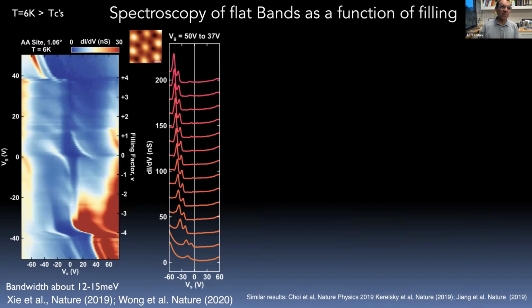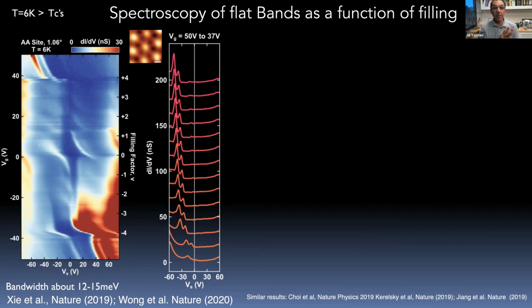So on the left of the panel here, you see a color graph, where the color represents the tunneling density of states, with red being high. And the y-axis is the gate voltage, which is the density of the electrons. 0 is at charge neutrality. You see 1, 2, 3, 4 on the left-hand side of that, -1, -2, -3, -4. I told you there are 8 electrons that go into these flat bands per Moiré unit cell.